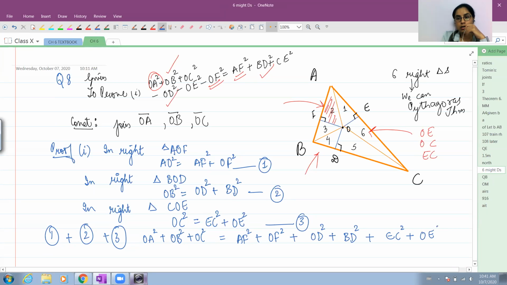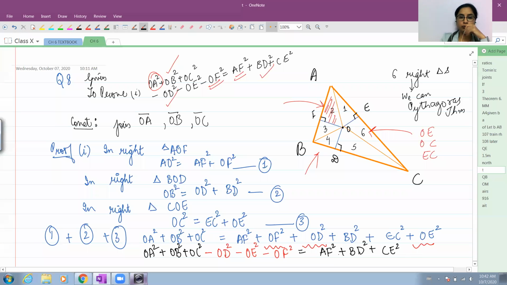square plus OE square. I'm going to modify this a little bit so that it matches with what I want to prove. I would like to have these three values, the ones I'm underlining, on the left hand side. And once I transpose these to the left hand side, these will be written with a negative sign. Is that correct? Yes, ma'am. So now you can match this with what you wanted to prove.